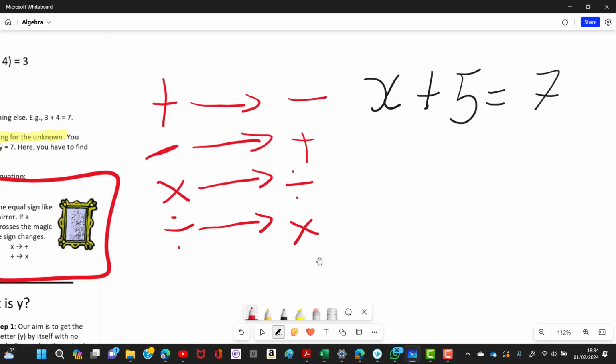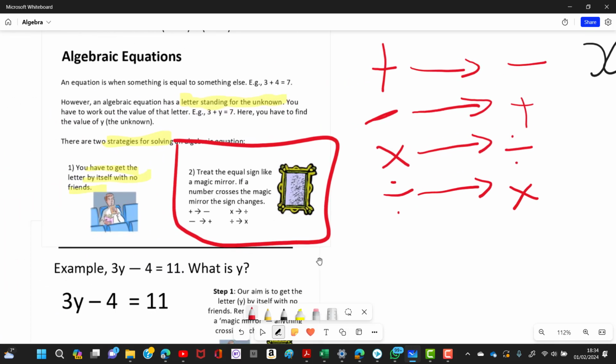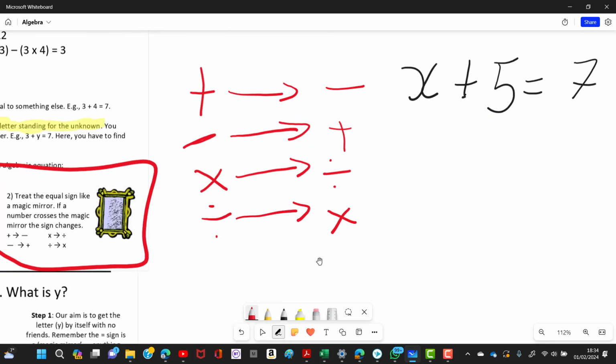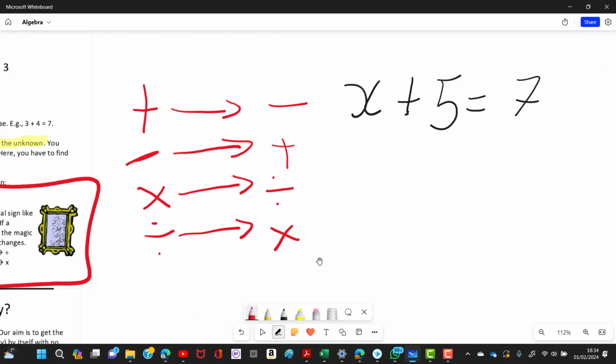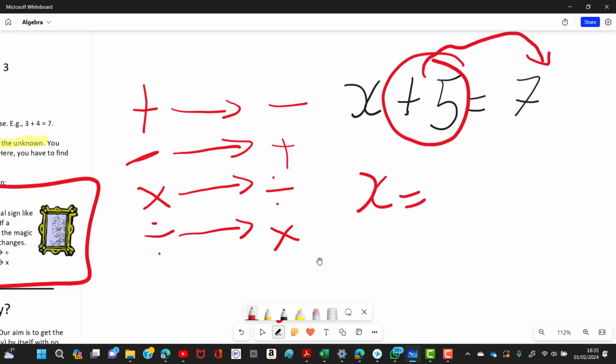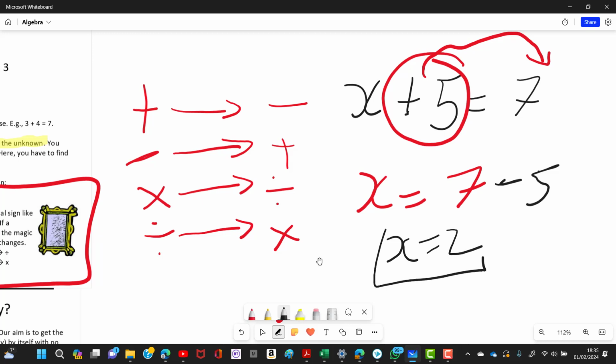So when you're doing it for harder expressions or harder equations, you know how to do it. So we're going to make the letter by itself, just like we said in this diagram, letter by itself, no friends. So it's sitting in the cinema by itself. To do that, you're going to move everything else to the other side of the magic mirror, the equal sign. So here, we're going to move this plus 5 to the other side of the equal sign. Here it's plus. If you move it over the magic mirror, the plus turns into a minus. So that means x equals 7 minus 5. Okay, because that plus 5 has jumped from the left hand side over the magic mirror to make it a minus. So 7 minus 5 is 2. So that's what the answer is, x equals 2.